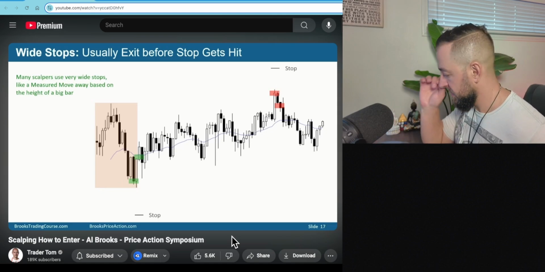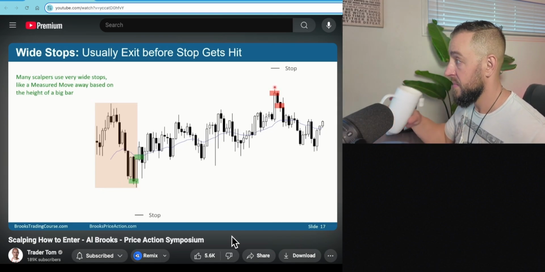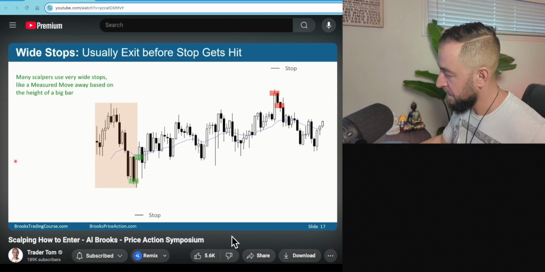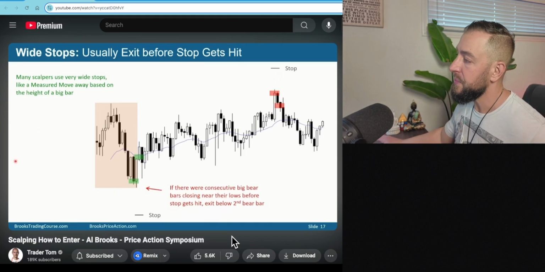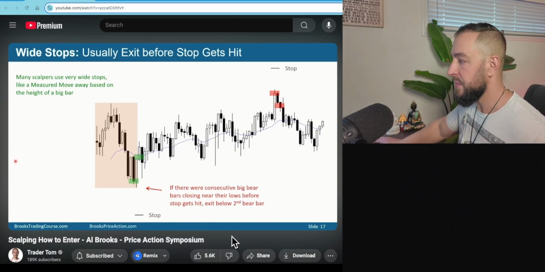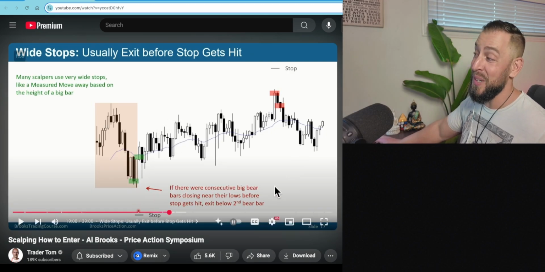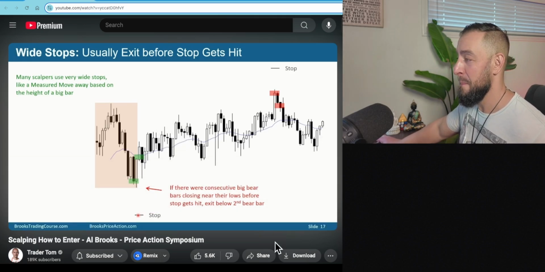If he sells that close or sells below that bar, instead of exiting just a little bit above, he might use a wide stop, maybe based upon the height of this buy climax bar, and then look to add on higher. Now, we have a big bear bar closing on its low. If we had consecutive big bear bars closing near their lows, it's probably worthwhile exiting before your stop is hit. Not necessarily though. Some scalpers will use very wide stops and scale in, knowing that even if you have a big breakout in a trading range day, if you manage it correctly, you can usually still make money.